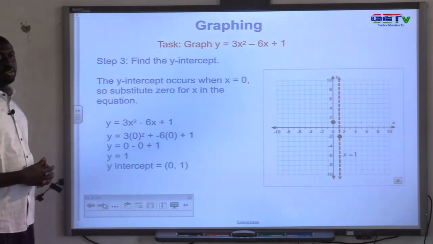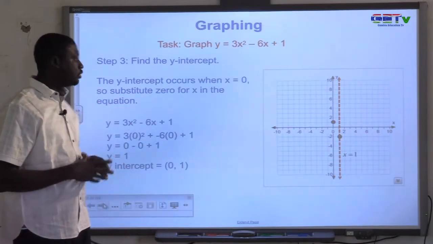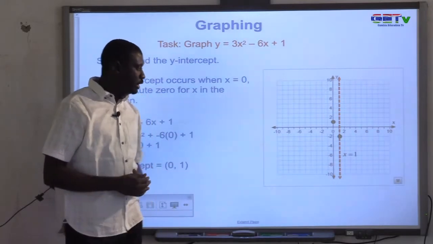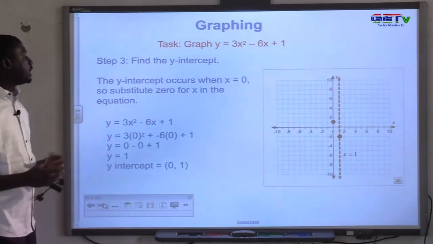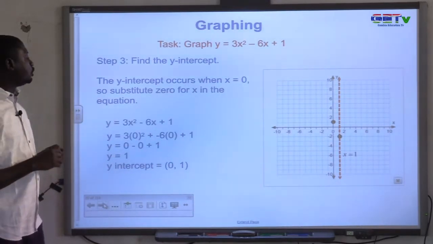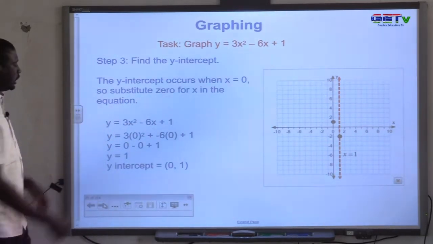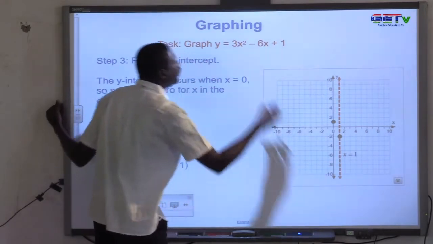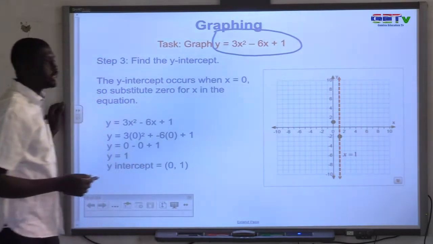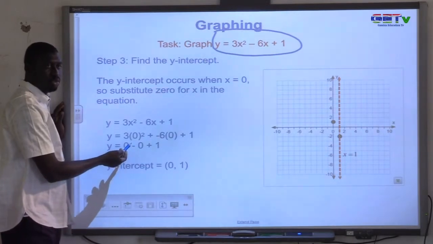Step 3, we have to find the y-intercept of the same function, y equals 3x squared minus 6x plus 1. The y-intercept occurs when x is equal to 0. So substitute 0 for x in the equation, and you will get the y-intercept. The same function that is given, y is equal to 3x squared minus 6x plus 1. I will substitute 0 in place of x. So if you do that, you will get what?